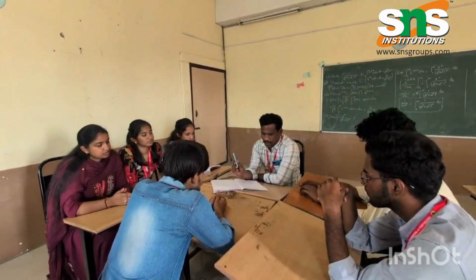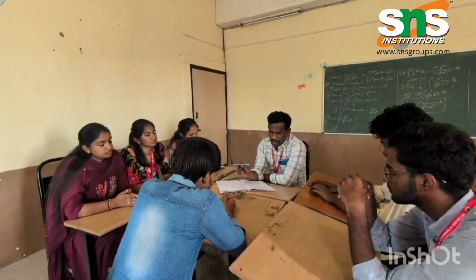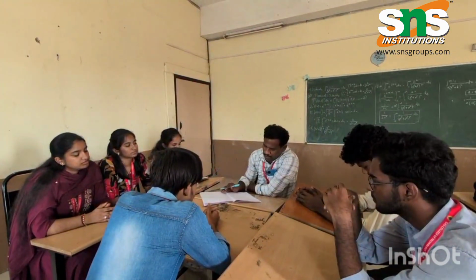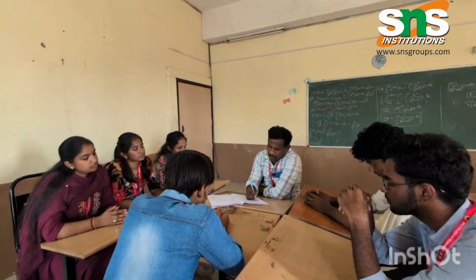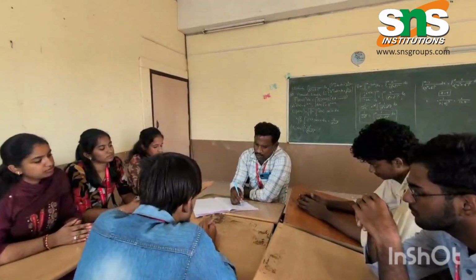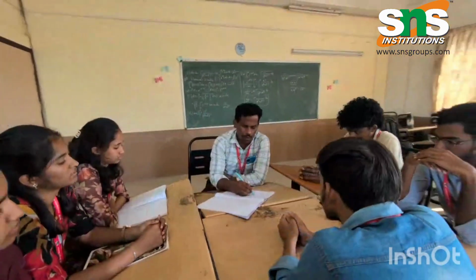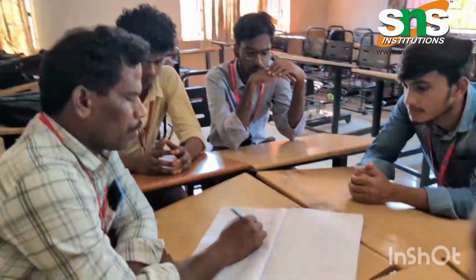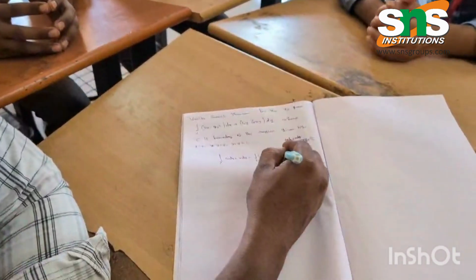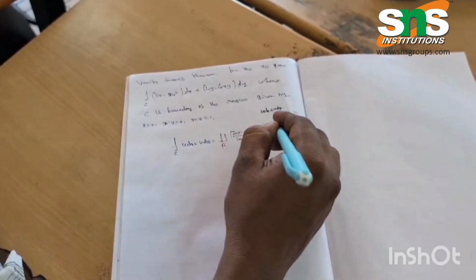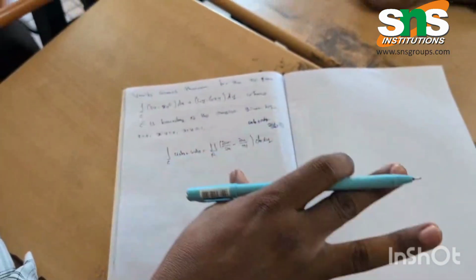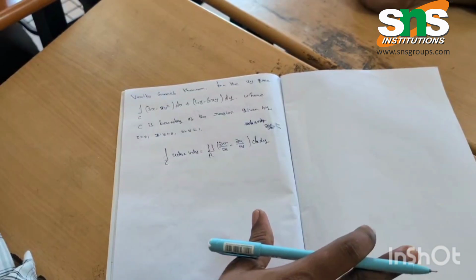Today we discuss the topic application of integration. That is, verify Green's theorem. The statement of Green's theorem is: integral over C of u dx plus v dy equals the double integral over R of (∂v/∂x minus ∂u/∂y) dx dy. That is, we can find the area of the given region.